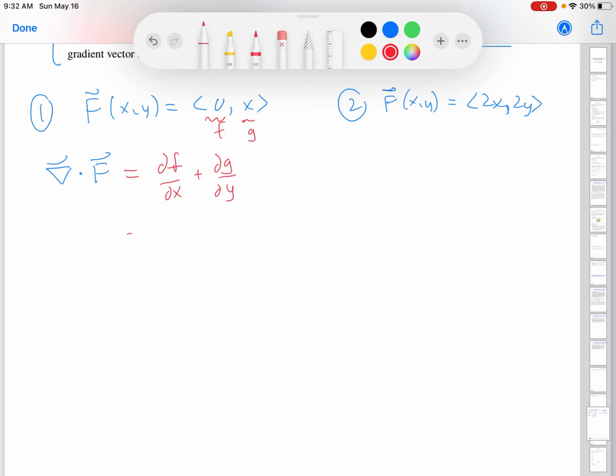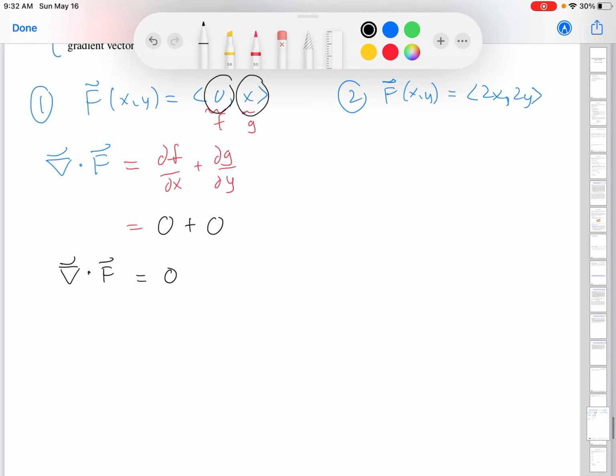Plus partial g partial y. So f does not depend on y, it's a number, so I just get 0. G does not depend on y, so I also get 0. So I get that my divergence of f is 0. Okay? Surely anytime you get 0 in math for a calculation, there might be something interesting going on that you might want to investigate. So this is a little clue.